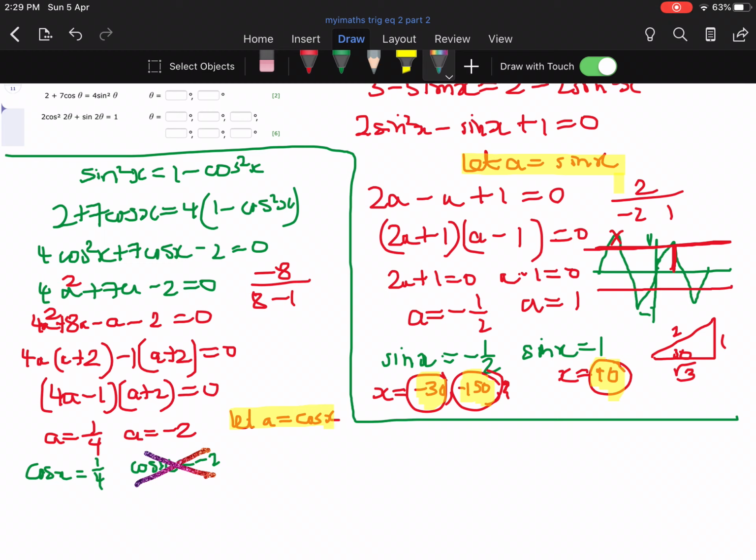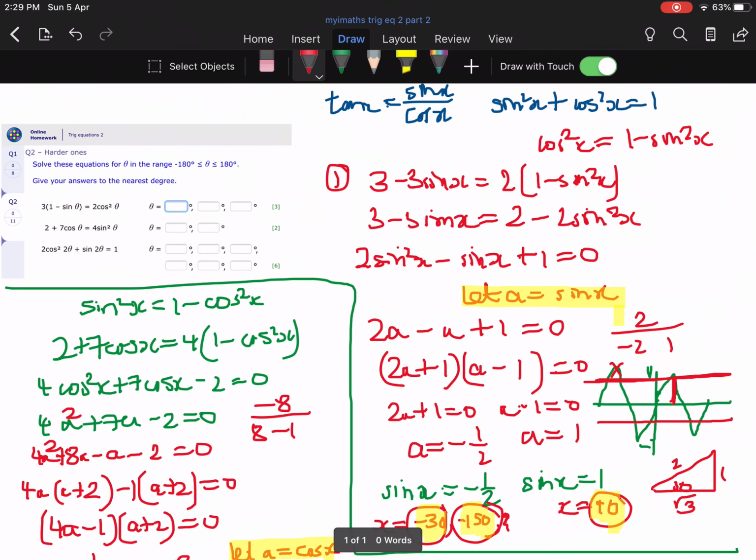Now, there is no triangle to help us out with cos x equals a quarter, so therefore you can use your calculator for this one. So inverse cos of a quarter gives me 75.5. So x is equal to 75.5.